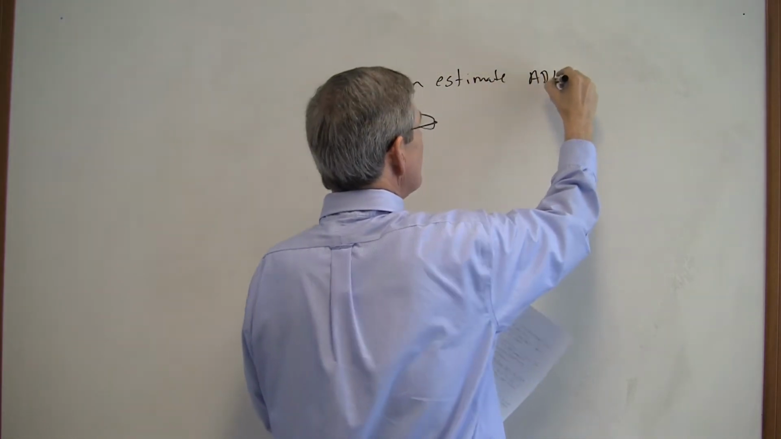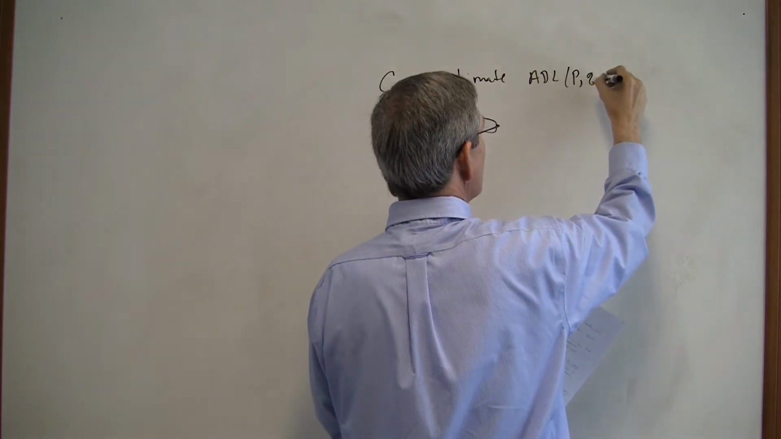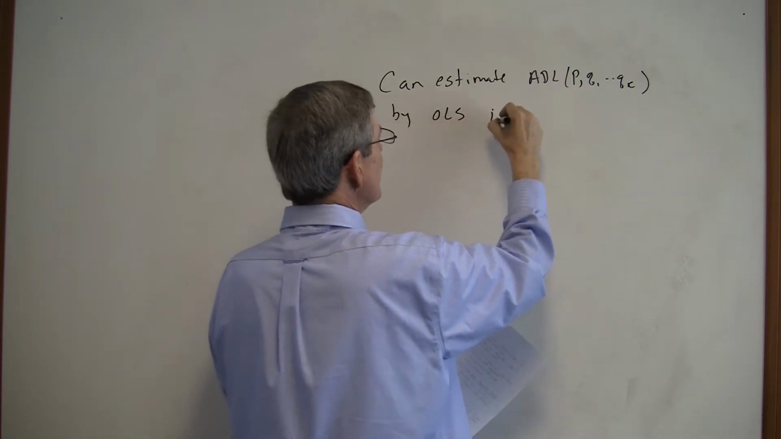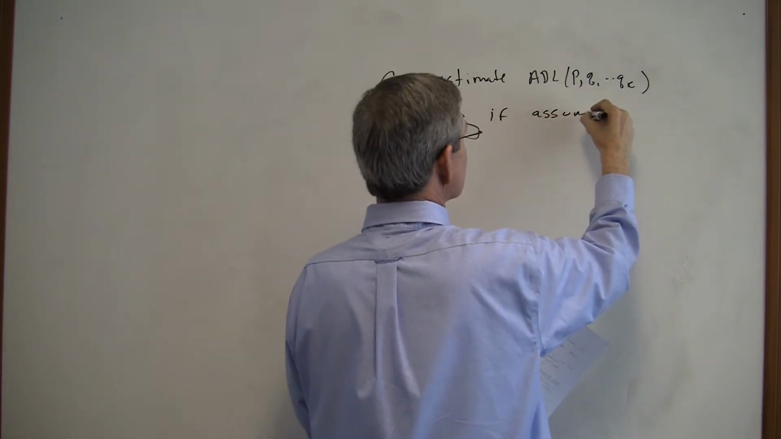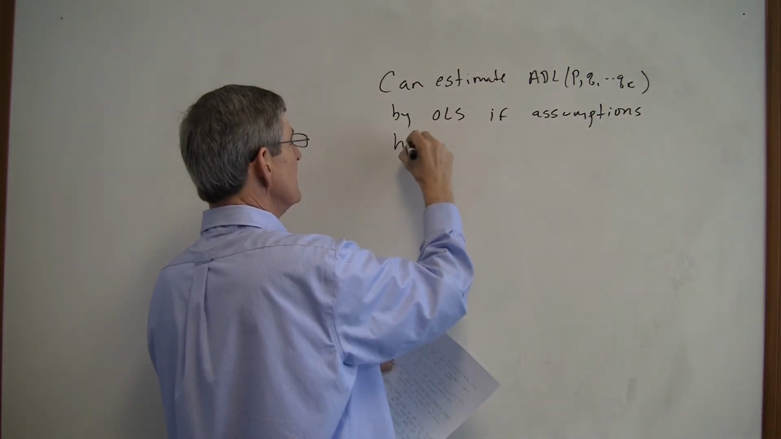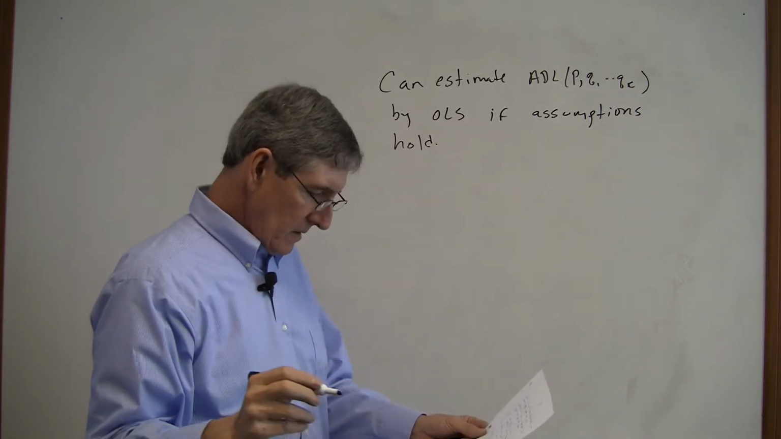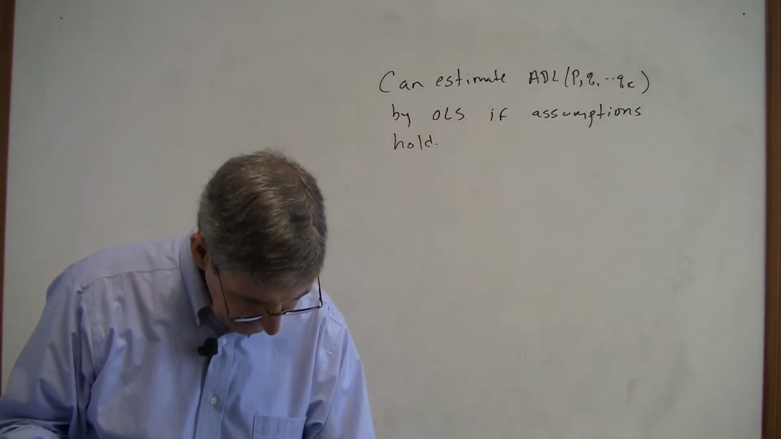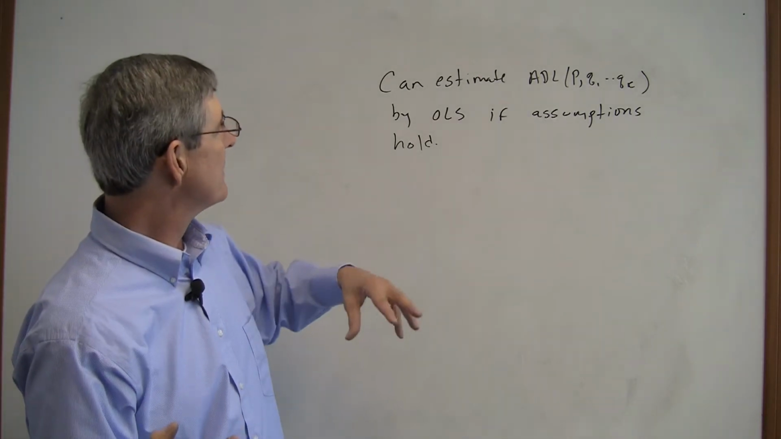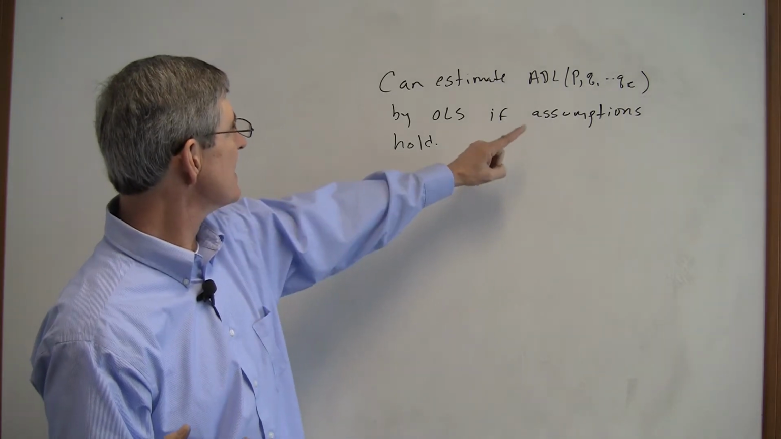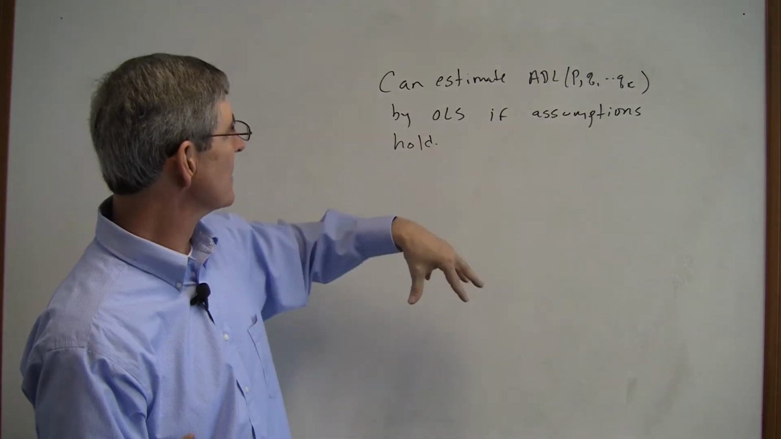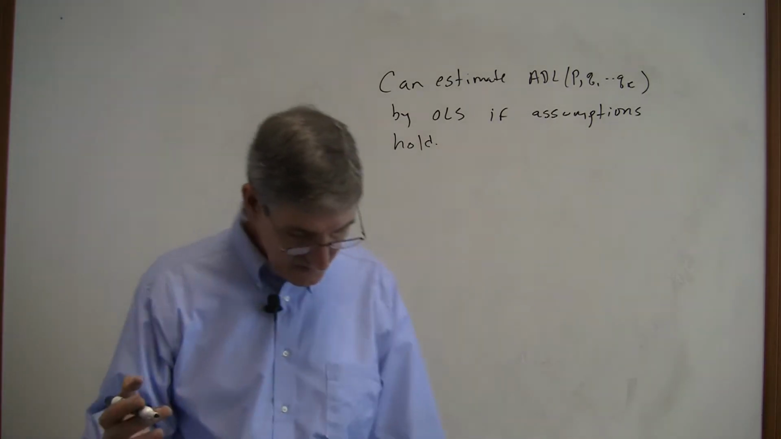So the first topic: we can estimate an ADL of P, Q1 to QK by OLS if the assumptions we talked about at the end of the last video hold. They're consistent, they give you the best forecasts and so on, the test statistics are correct. In chapter 15, we'll talk a little bit about what happens when some of these assumptions don't hold, like the assumptions about the errors being uncorrelated with the right-hand side variables.